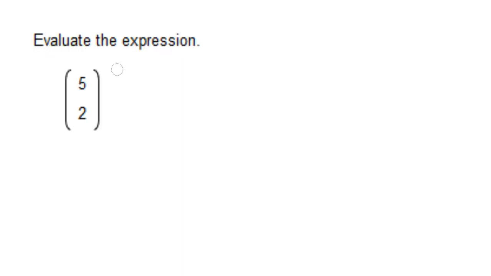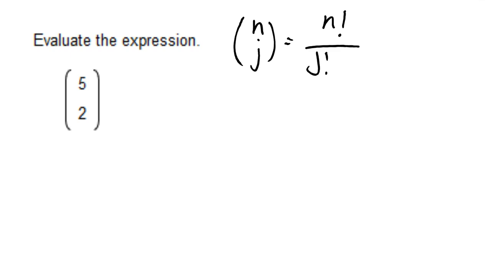Evaluate the expression 5 choose 2. The symbols here are a way of expressing what we call a combination formula. And the combination formula goes like this. We have n objects, and we're going to choose j of them at a time. The number of ways they can be arranged is n factorial divided by j factorial times n minus j factorial.